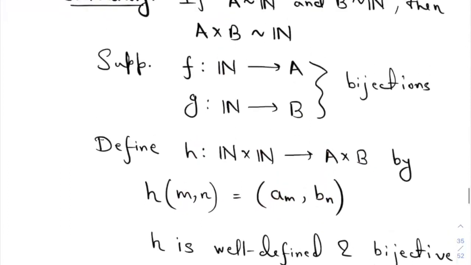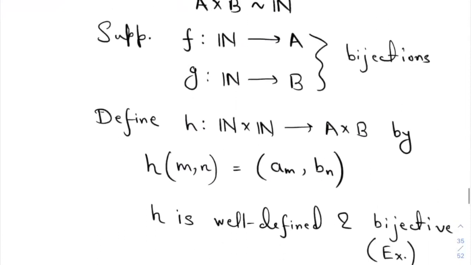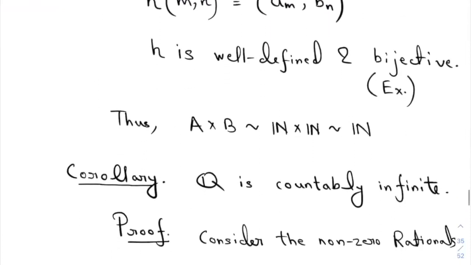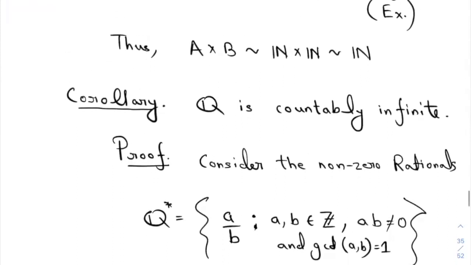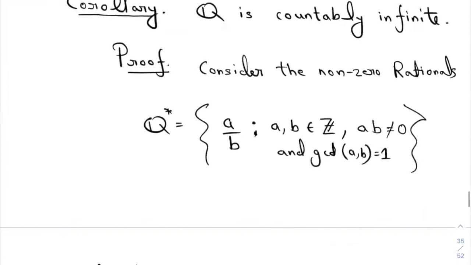So this proves that A cross B, if A and B are countable, then A cross B is also countable. Finally, we are about to show, using all these techniques, that Q is countably infinite. So how am I going to write? First of all, I'm saying that it's enough to show that the non-zero rationals form a countably infinite set. Why is that enough?